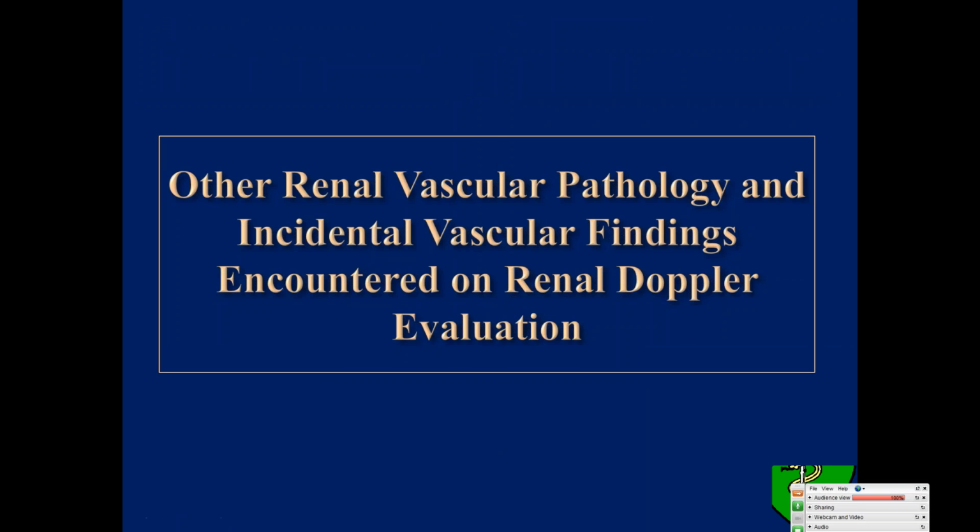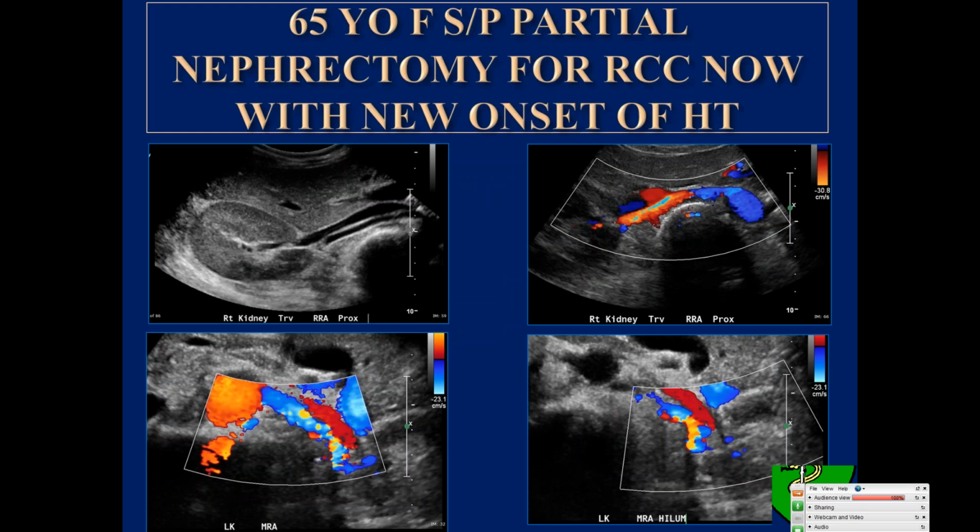So we're going to switch gears right now and talk a little bit more about other reasons for renal artery stenosis, as well as other pathology that may affect the kidney and renal vessels, and something that we have to keep in mind when we are evaluating renal arteries. So this is an interesting case of a 65-year-old female who had a partial nephrectomy for renal cell carcinoma, and now she had a new onset of hypertension.